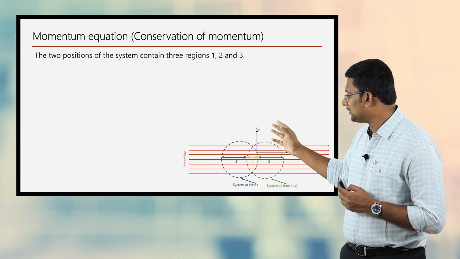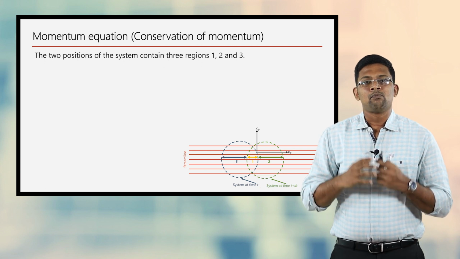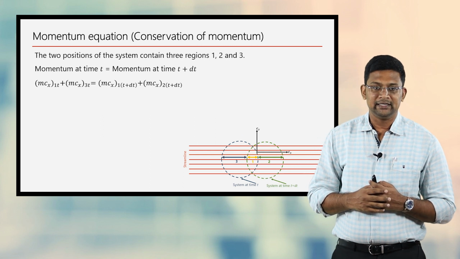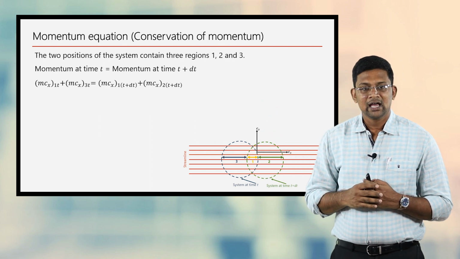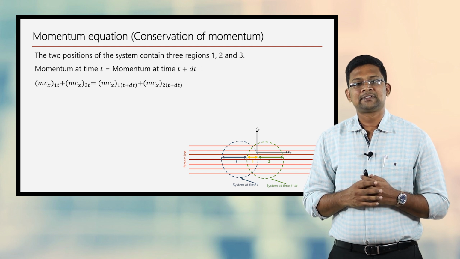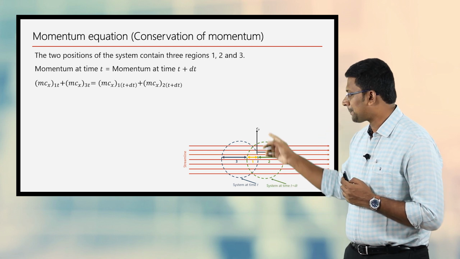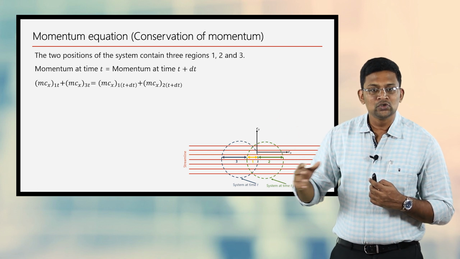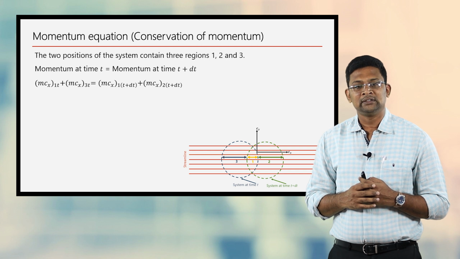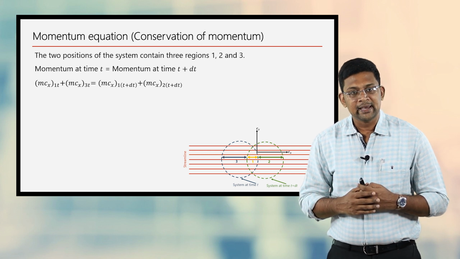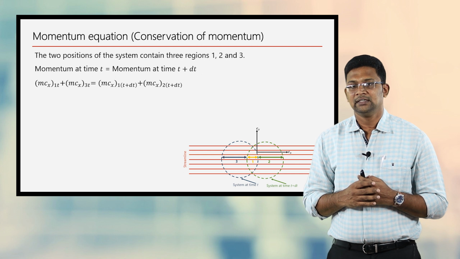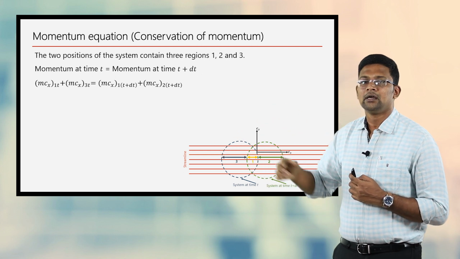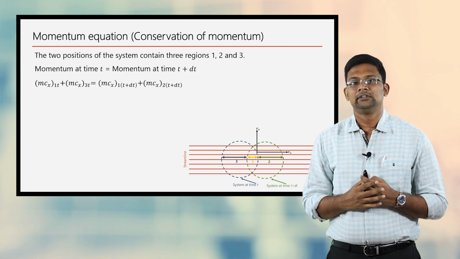We have again defined the three regions 1, 2 and 3. Momentum at time t will be equal to momentum at time t plus dt. Therefore, mCx of 1 at t plus mCx of 3 at t, that is the region represented by the blue circle or system at time t, is equal to mCx of 1 at t plus dt plus mCx of 2 at t plus dt. The term on the right hand side represents the momentum represented by the green region or system at time t plus dt.